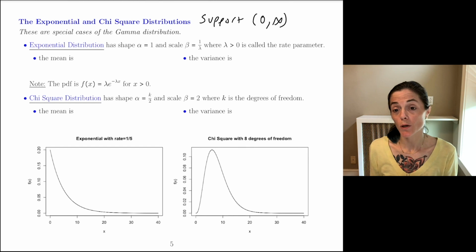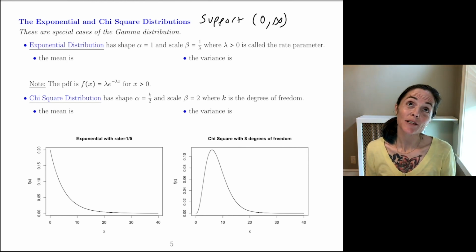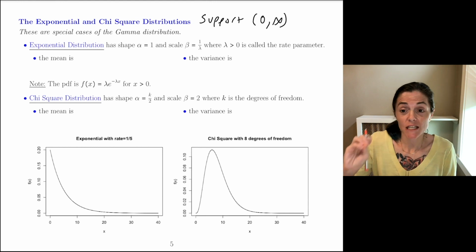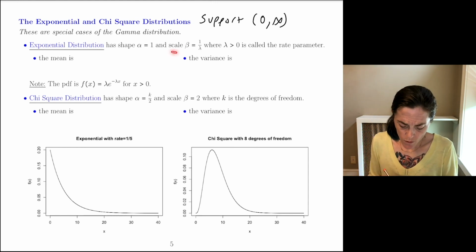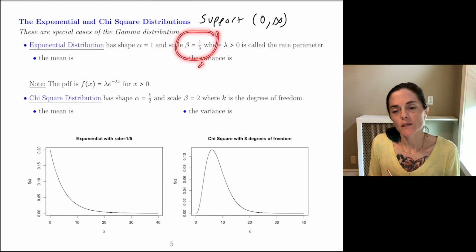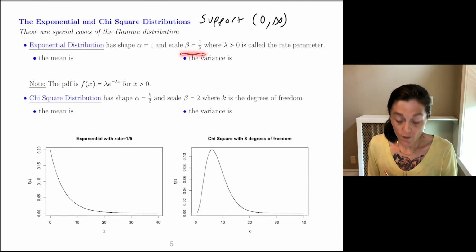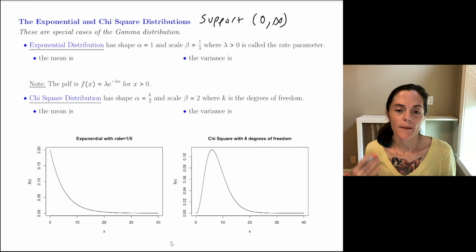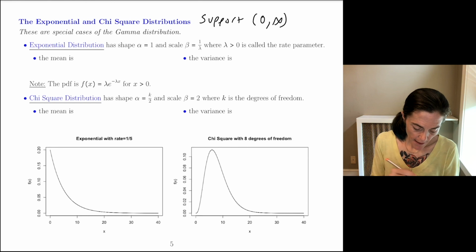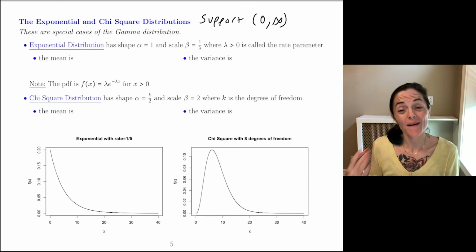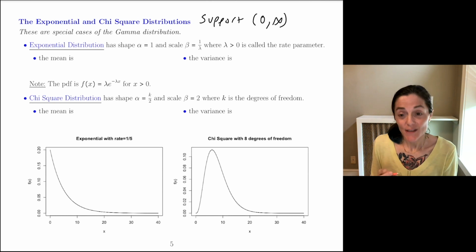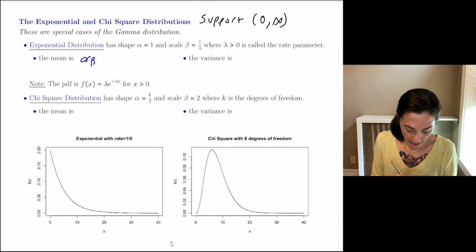Now, the exponential distribution. Well, what makes it an exponential distribution is it's a gamma distribution that has shape 1. But typically, instead of using scale beta, we will use what's called a rate parameter, which is 1 over beta. Or another way to say that is that beta is 1 over lambda, and lambda is called the rate parameter. So the mean here, well, we know the formulas for the gamma distribution. So the mean is alpha beta, which is 1 times 1 over lambda. This is 1 over lambda.